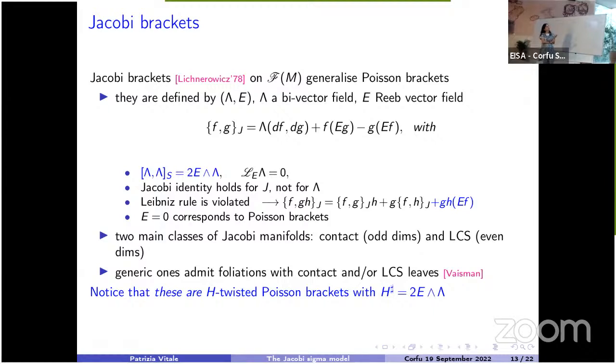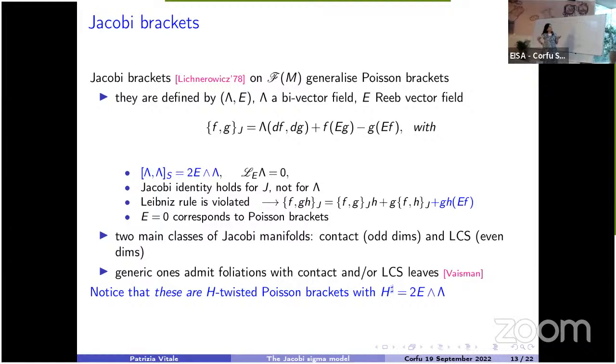If lambda were Poisson, I would only have this contribution here. Instead, I have these two extra terms. So EG is the Lie derivative of the function G along the Reeb vector field. You see that the bracket is not described in terms of a bivector field. It is a bidifferential operator, but not a bivector field. And as I said, lambda now does not satisfy the Schouten bracket being zero. And it is here that this Reeb vector field appears. So of course, if E is zero, you are back with the Poisson structure.